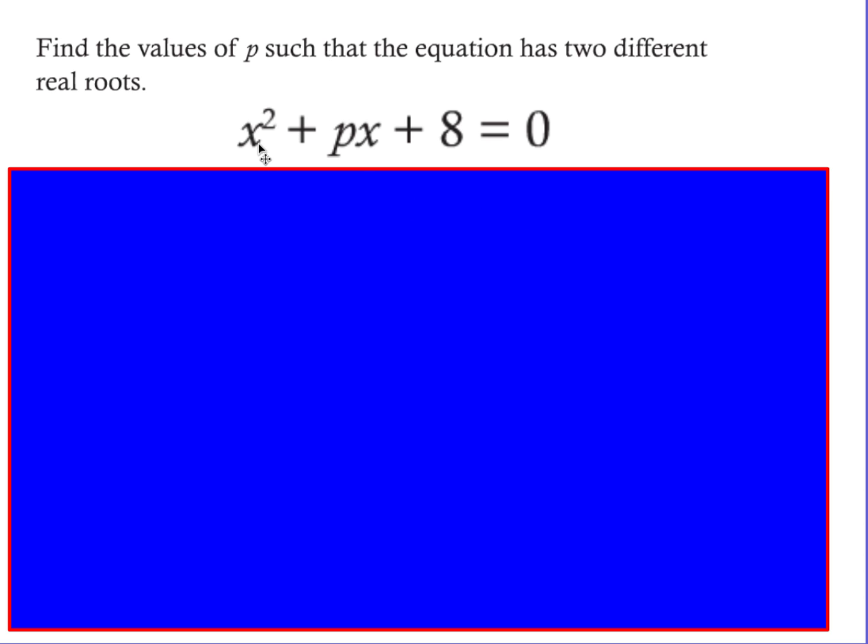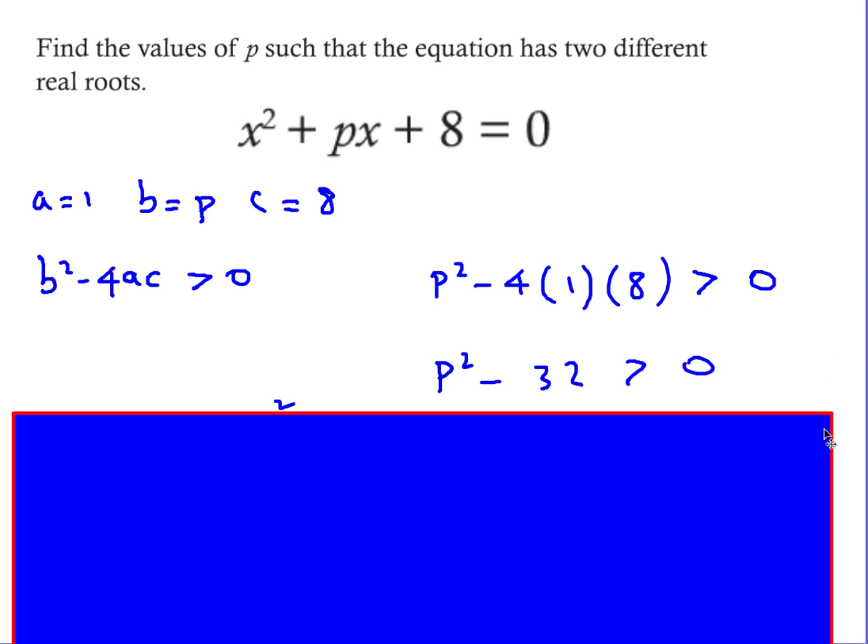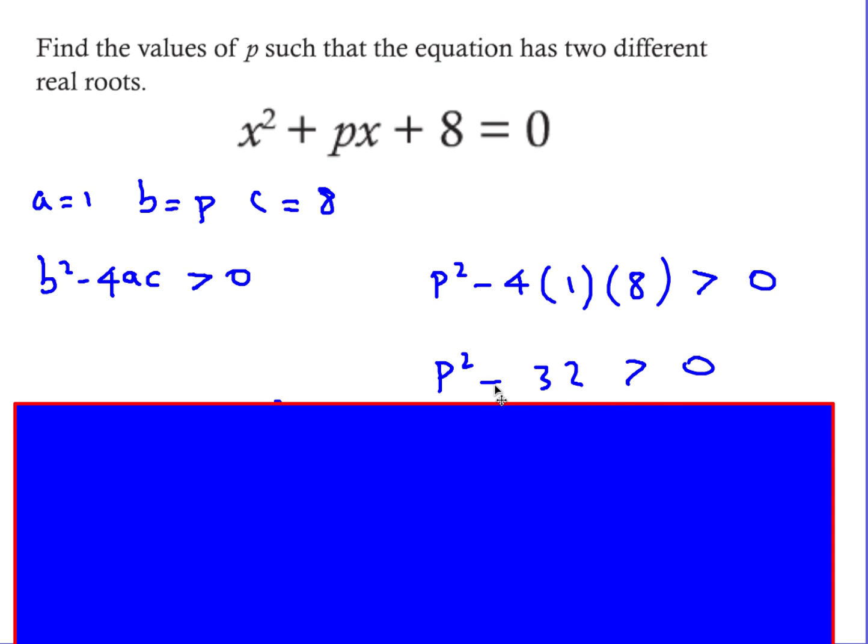Here's the next one. We've got x squared plus px plus 8, two different real roots, and therefore b squared minus 4ac greater than 0. Here we go, a is 1, b is p, c is 8: p squared minus 4 bracket 1 bracket 8 greater than 0. Same as the last one really, p squared minus 32 greater than 0.